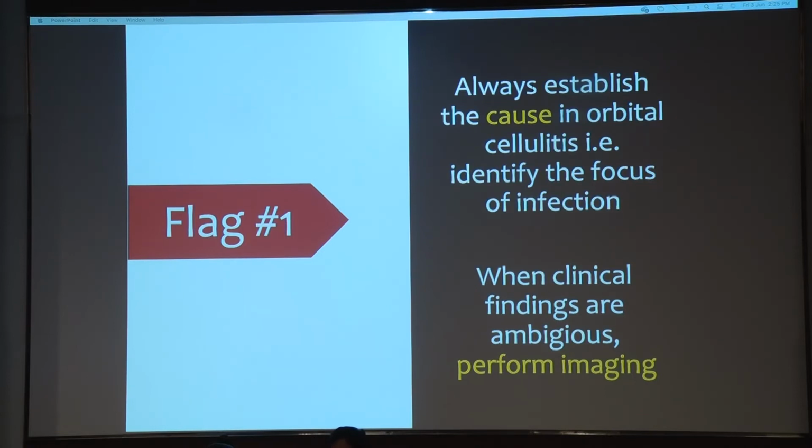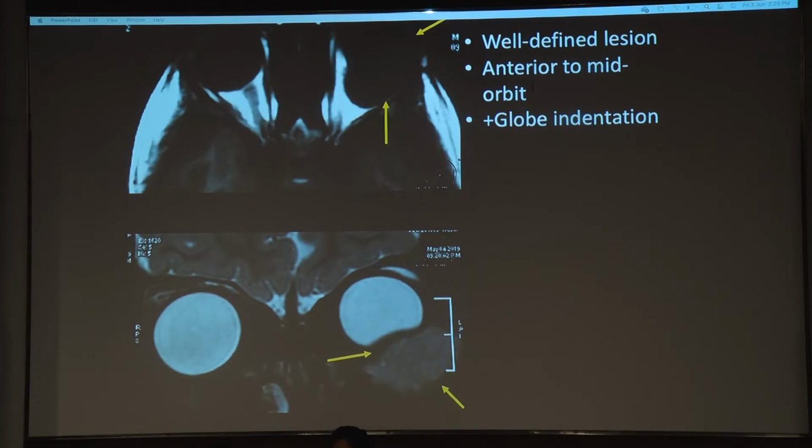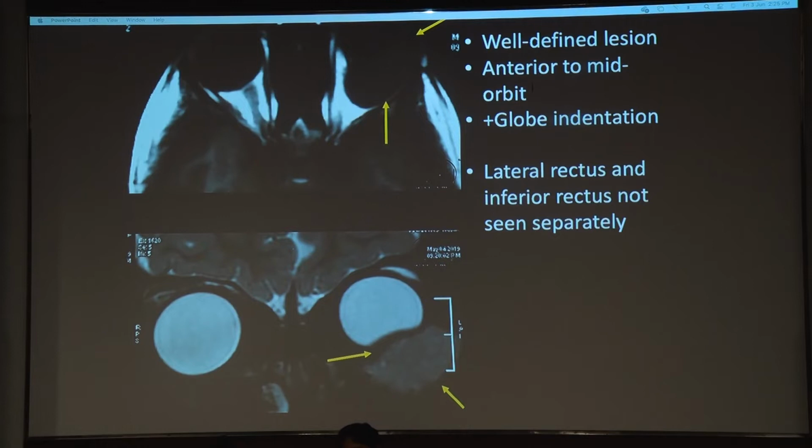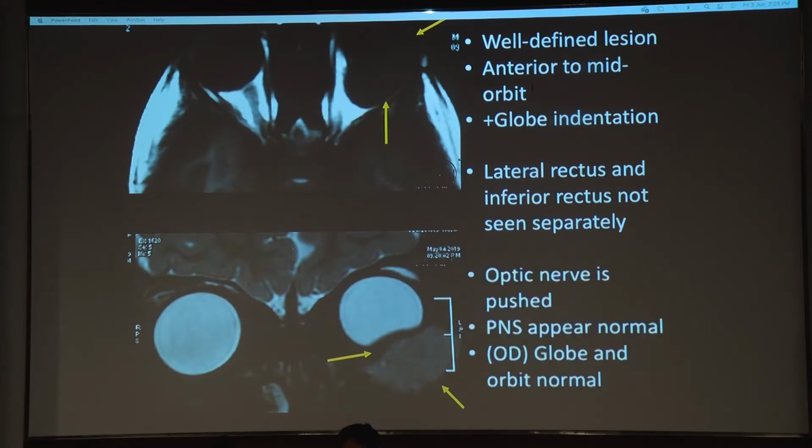So, labeling a child with orbital cellulitis does not end it there. It's always important to identify the cause behind it. And whenever you cannot attribute it to a focus of infection such as eyelid infection or a stye, it's very important to perform an imaging. So, the MRI in this child showed a well-defined lesion in the anterior and mid-orbit causing globe indentation, and it pushed the orbital structures medially.